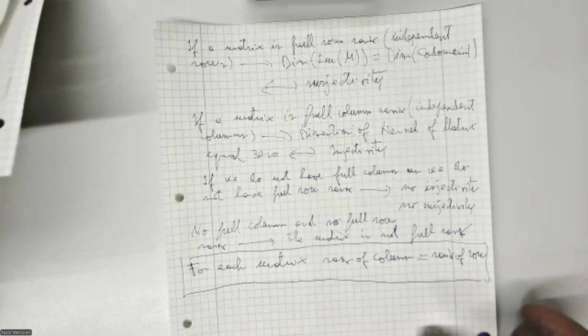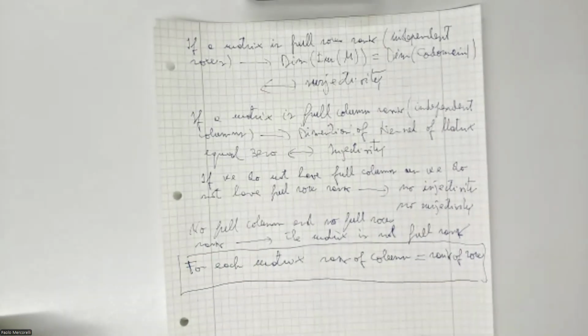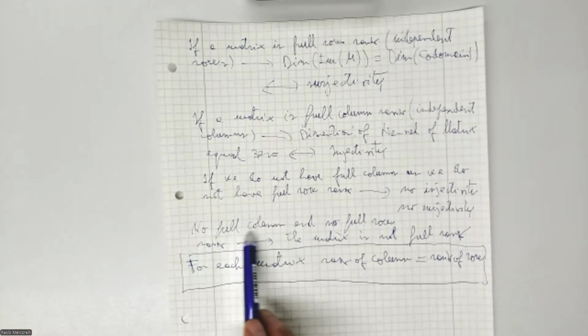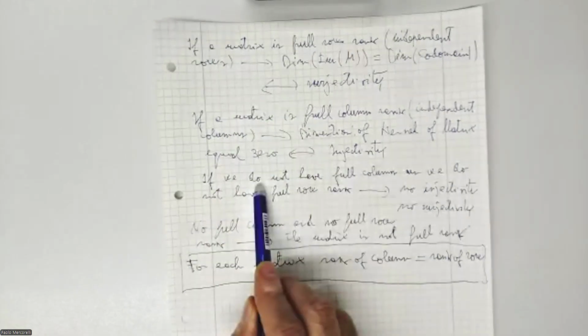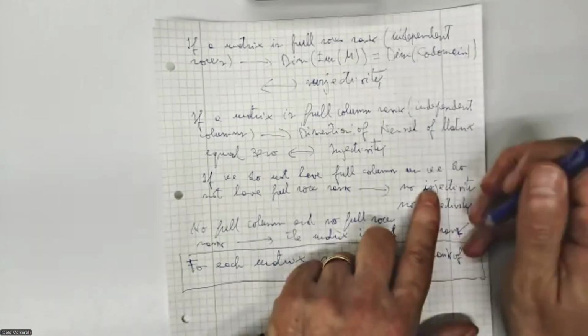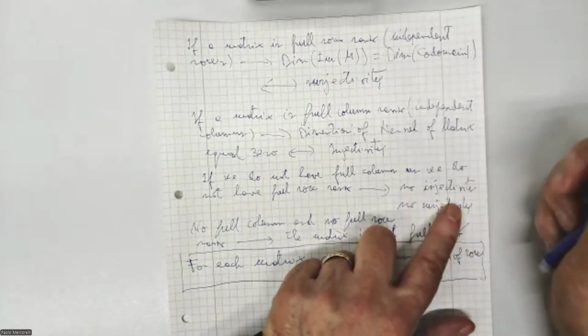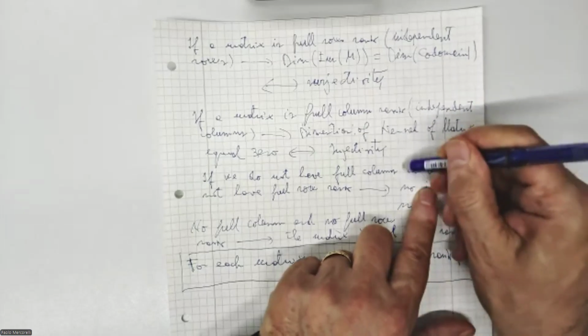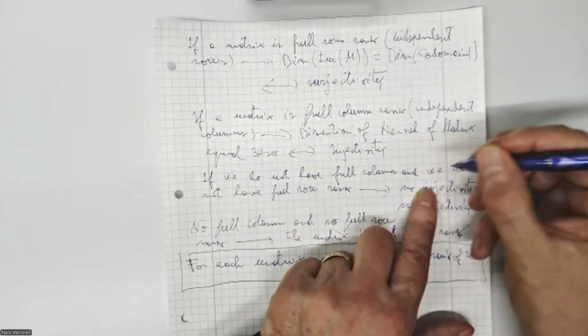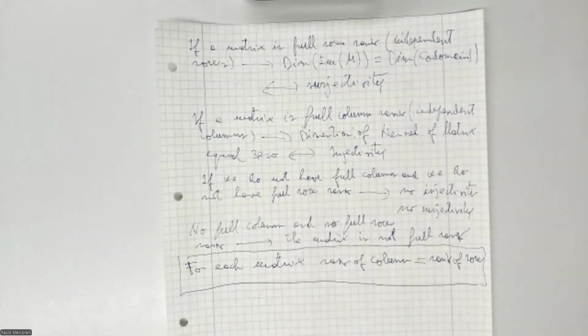I repeat this sentence here. I know the third statement. If you don't have a full column rank and we don't have a full row rank, both are not guaranteed, no injectivity, no surjectivity. Of course, I didn't write that if both are guaranteed, we have both injectivity and surjectivity.